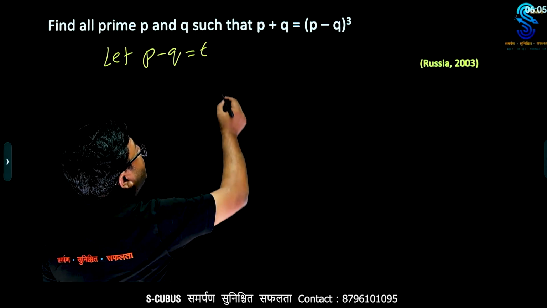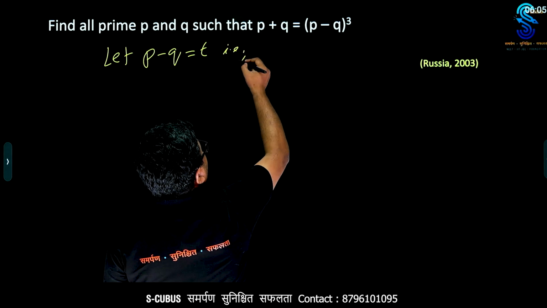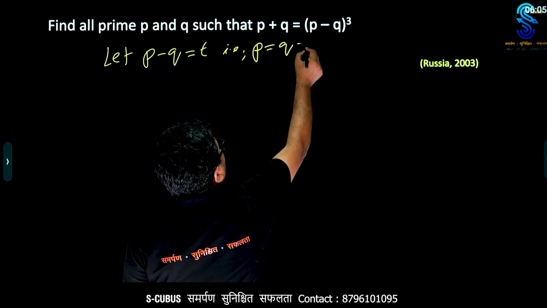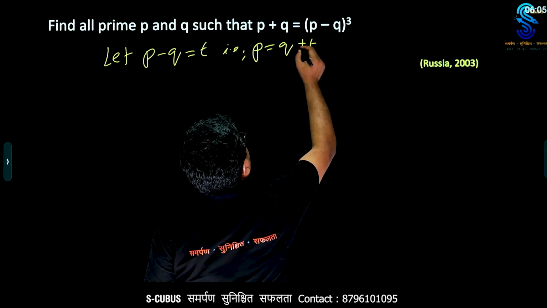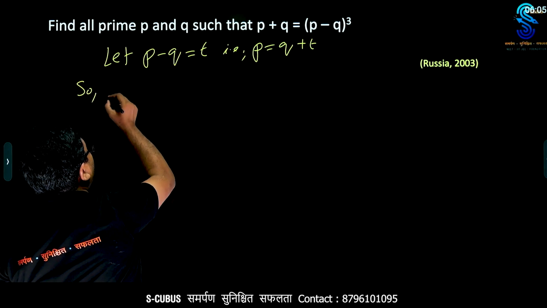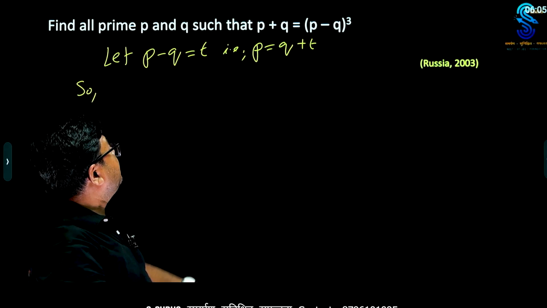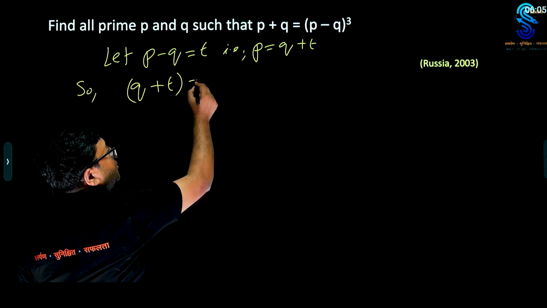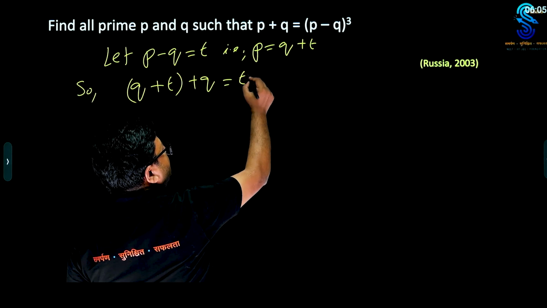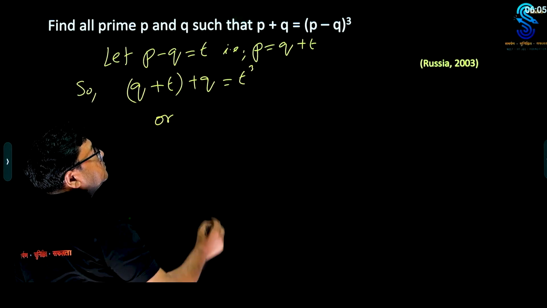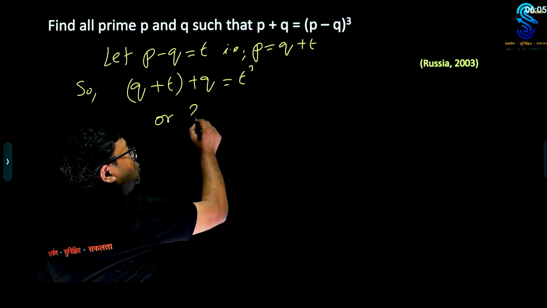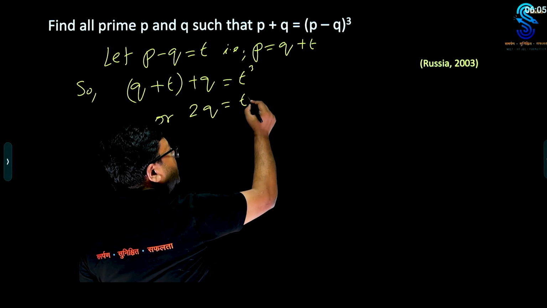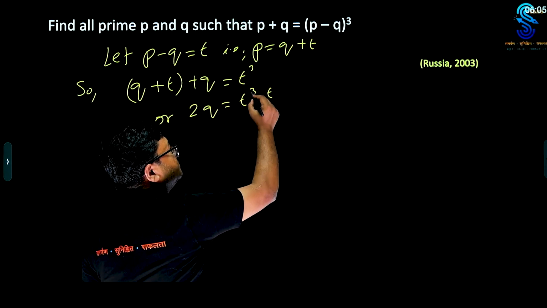So what do we write? P is equal to q plus t. So what does this equation become? Q plus t plus q is equal to t cube, or 2q is equal to t cube minus t.